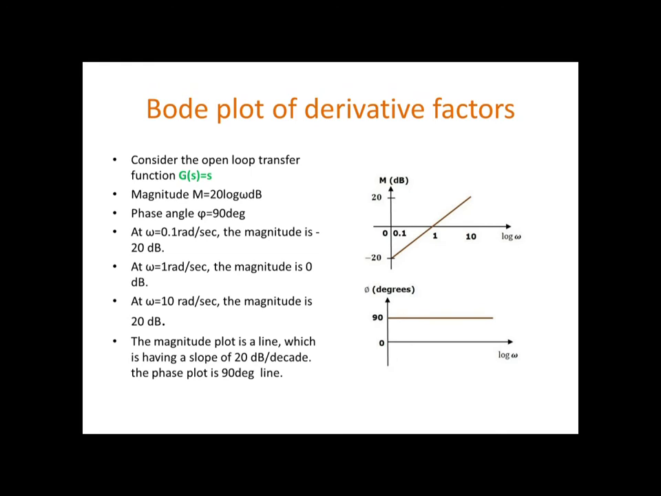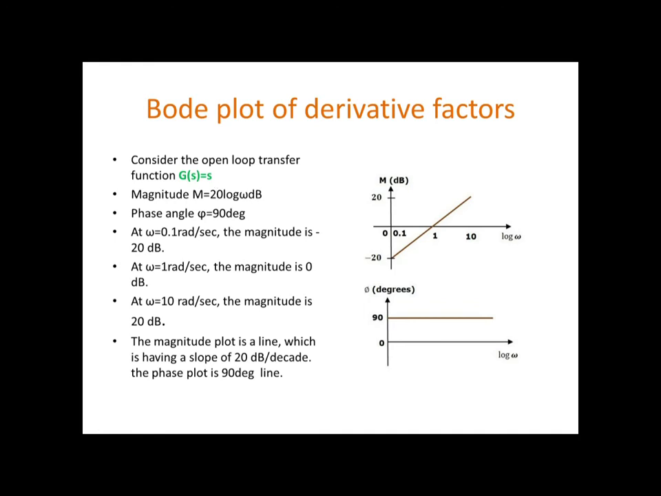So, let us take another example of the Bode plot of a common factor, that is the derivative factor. The derivative factor is considered here, G(s) is equal to s. The Bode plot of a derivative factor means a zero is located at the origin. So, here s means a zero is located at the origin, and G(s) is equal to s, that is the open loop transfer function.